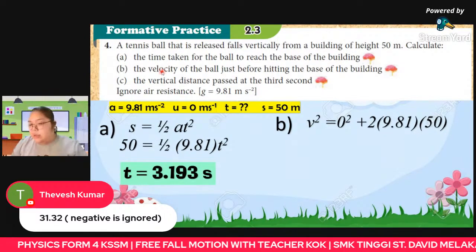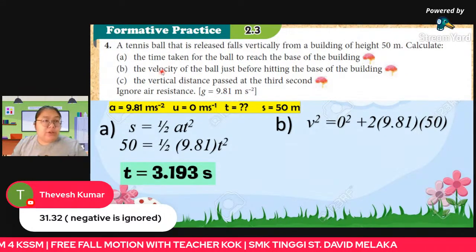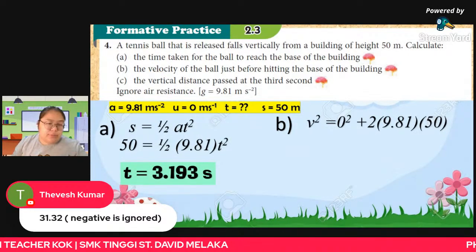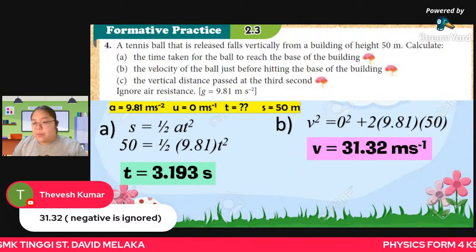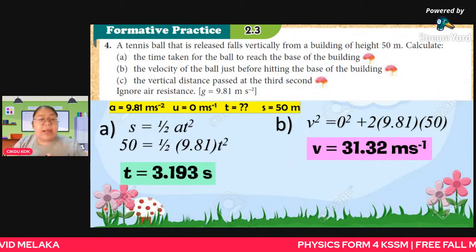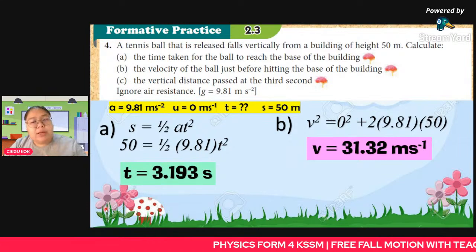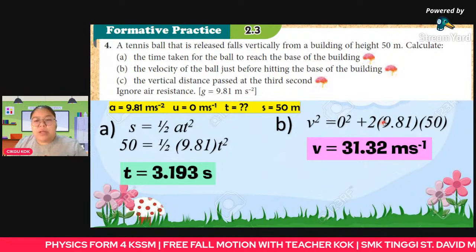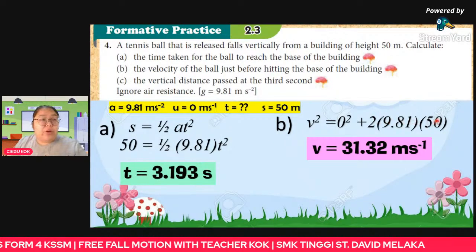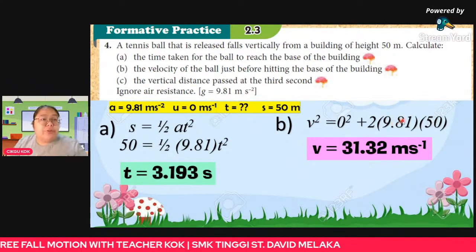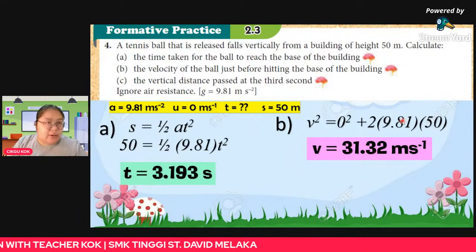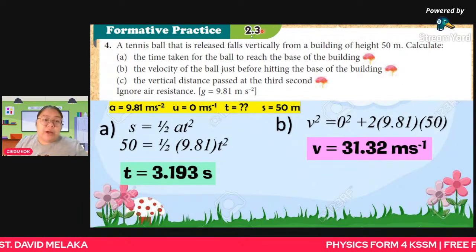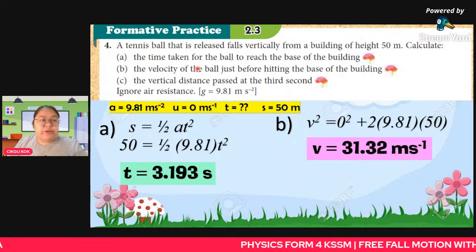Okay, after that, hello, I want the unit. Why is there no unit? Okay, unit lah. So from here the answer is 31.32 ms negative 1. Okay, the negative, actually we do have a negative here. It is 2 times 9.81, then multiply 50, already positive. Then we square root, another negative we ignore. We take the positive one. Okay, 31.32 for the velocity before they reach the ground.